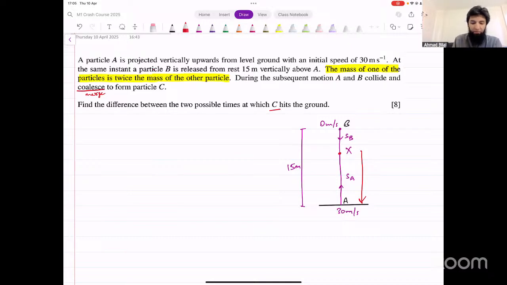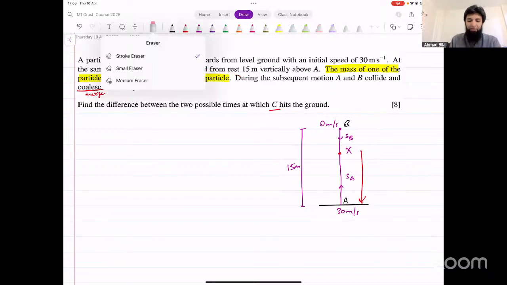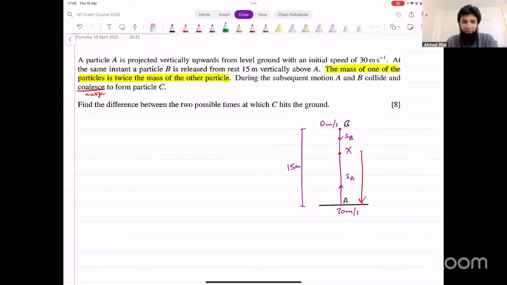So that's where this is going to come in. One mass is twice the mass of the other, so we'll have to consider two cases. That's where the two possible times are going to come from. We have to find the difference between those two possible times. Now, there are different parts of this journey. Let's break them down. Number one, B is moving downwards and A is moving upwards before collision until they reach that point X. That's the first part of the journey.